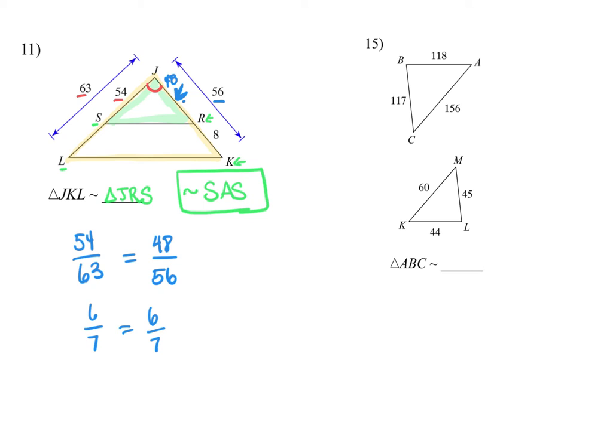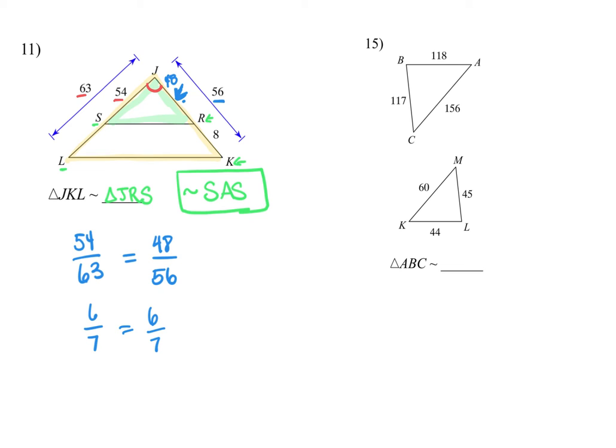All right. Look at the next one. Look at 15. Can I say anything about the angles whatsoever? No, they did not give me any information. So I must only be testing one of my similarities. What's the only one I can test here? Side, side, side. All right, so all three of the sides have to be in the same ratio.